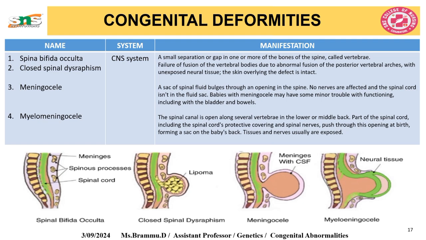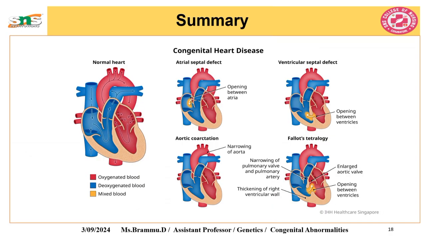The first picture is spina bifida occulta, which is a small separation or gap in one or more of the spine. And in closed spina bifida, the second picture shows a failure of the fusion of the vertebral disc to the posterior vertebral arches. And you have the third picture, meningocele, and the fourth picture, meningomyelocele. In meningocele, the spinal fluid is bulging through an opening in the vertebral area. And in meningomyelocele, the myelin sheath of the spinal cord is also covered.